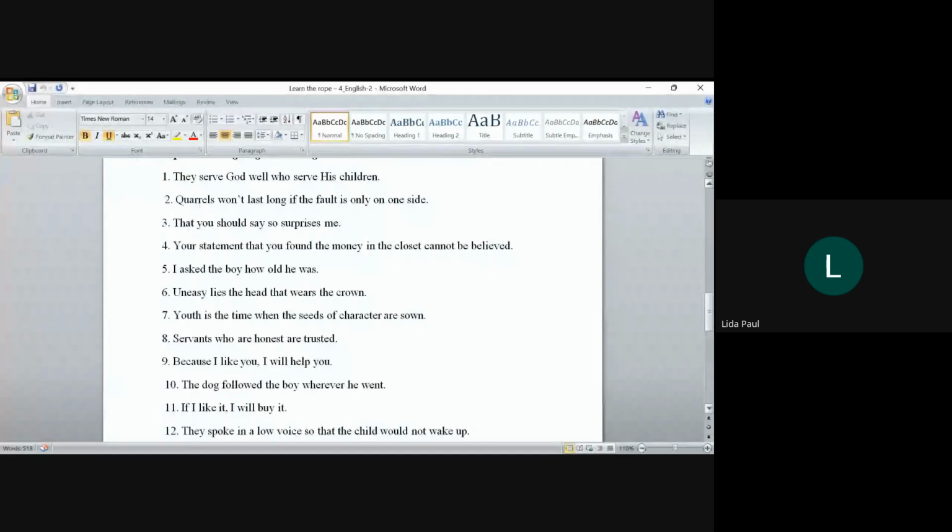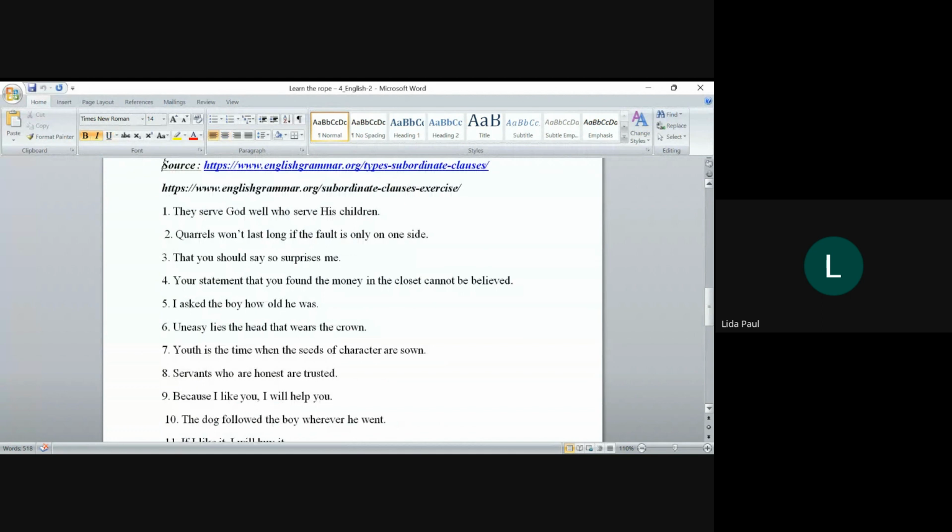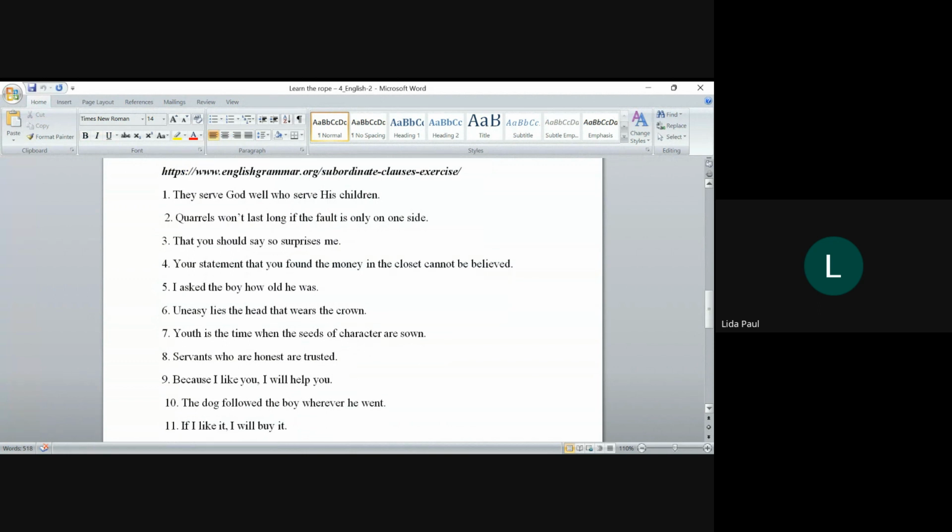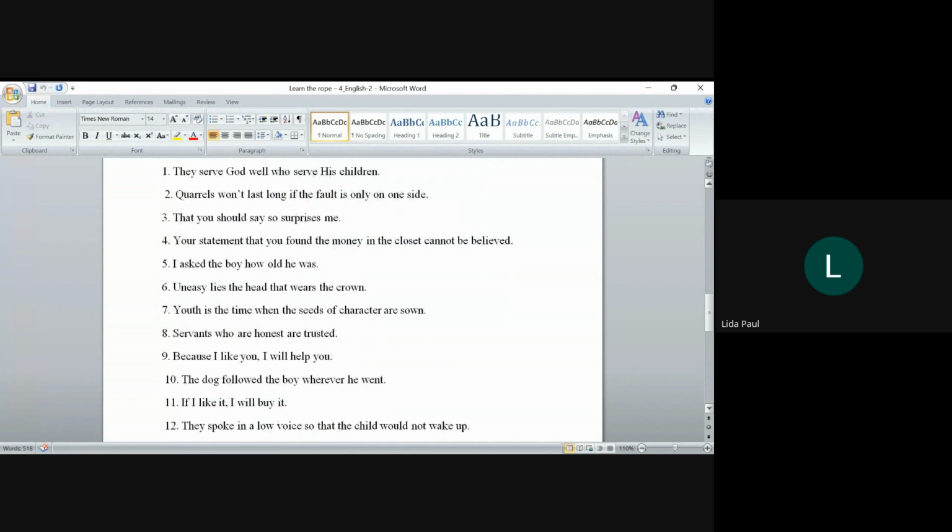Let's do some quick, easy ones as well, if there is some time left, and we'll catch up on that also a little bit. The ones that I'm going to do now can be easily found. I think this is also sourced from the internet. The other one was from a proper grammatical text, but this one is from englishgrammar.org, a subordinate clauses exercise. This will be easier for you and will build your confidence on this topic.